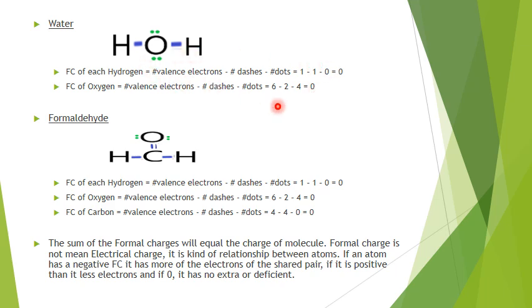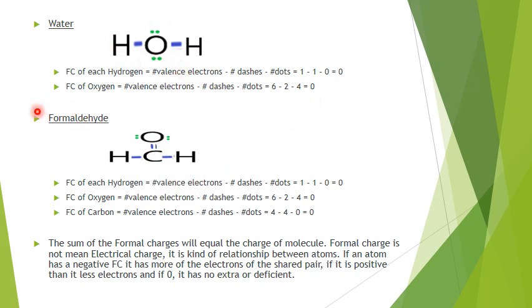One of the things that will hold true is the sum of the formal charges. So 0 plus 0 plus 0 should equal the charge on the molecule. In this case, this molecule has a 0 charge. So the sum of the formal charges is equal to the charge on the molecule. That's a check.